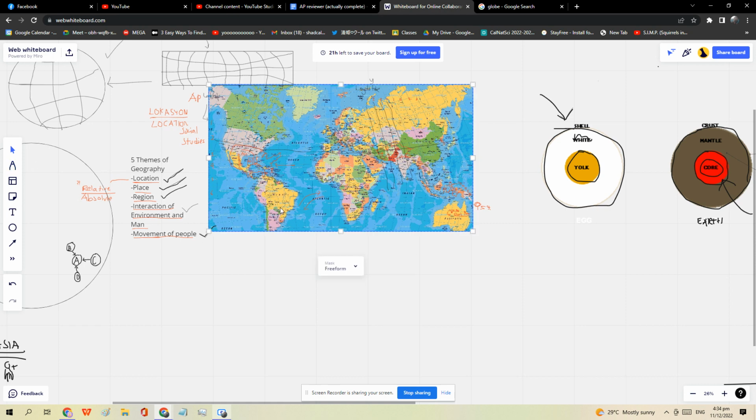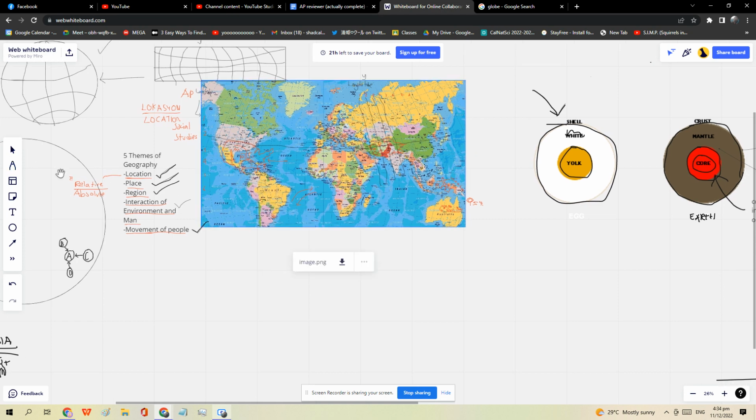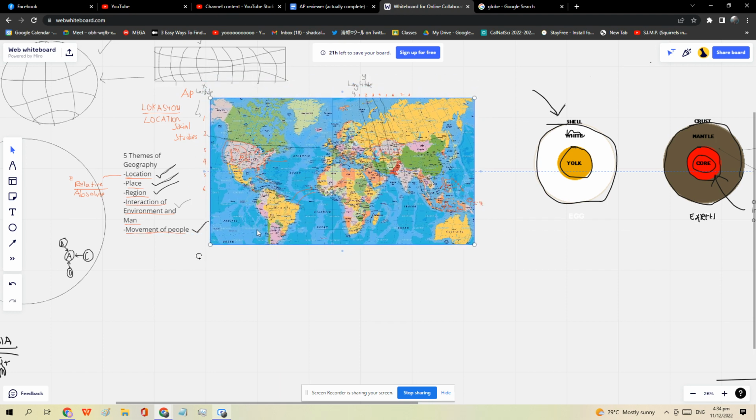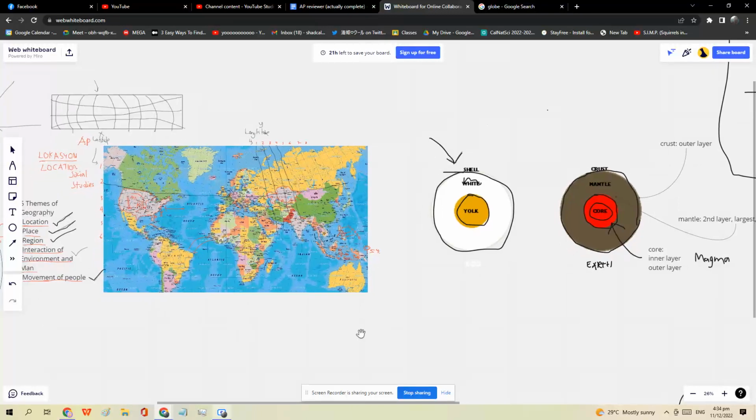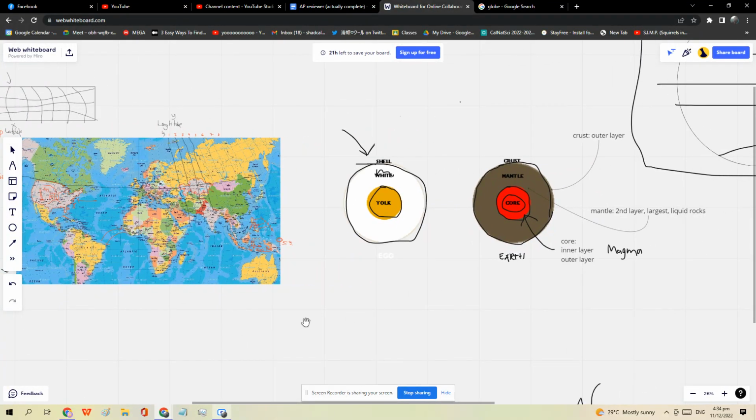So now let's talk about the four layers of the earth, or three, whatever. Who's counting? The crust is the outer layer, like the shell of an egg. The mantle is the second layer. This is also the largest and it's full of liquid rocks. And then the core, there's two parts, inner layer and outer layer.